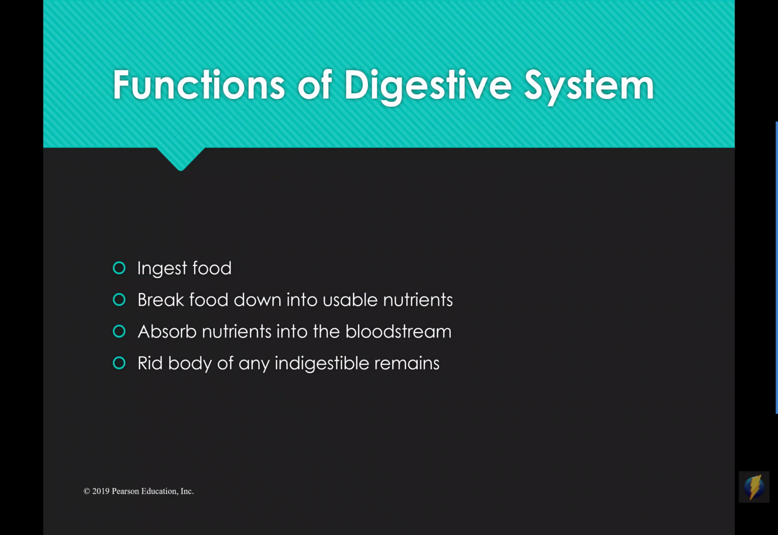And then of course some of the stuff that we eat is not digestible, not absorbable or processable by our human digestive system. And so the last function of the digestive system is to get rid of any of that indigestible material. So we eat the food, we process the food, we absorb the nutrients, and we get rid of any of the non-usable bits of our diet.